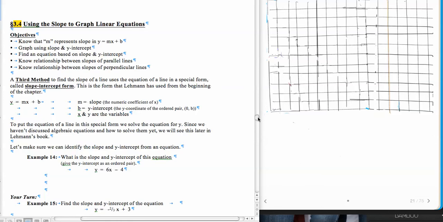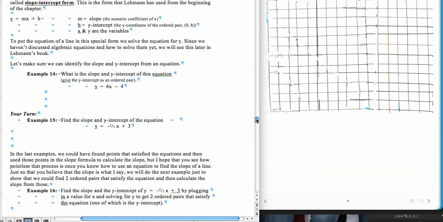So we're going to do just a couple of examples to practice that, and then we're going to go ahead and make a graph from these. Although that doesn't come in until a little bit later, I'm going to do it here as well. So our example 14 says, what are the slope and the y-intercept of this line?